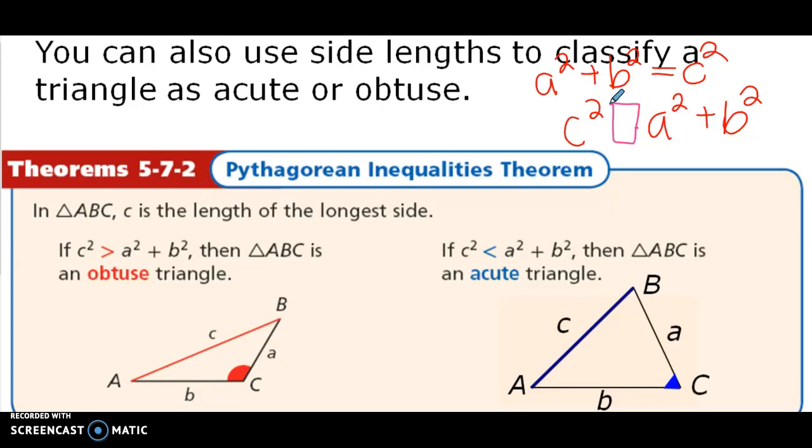What if c squared is bigger than a squared plus b squared? Obtuse. And the last one, if it's smaller.